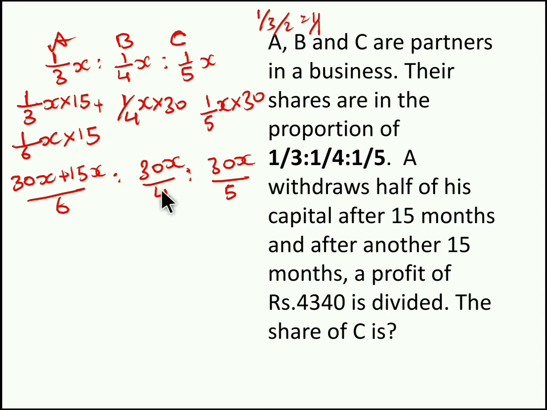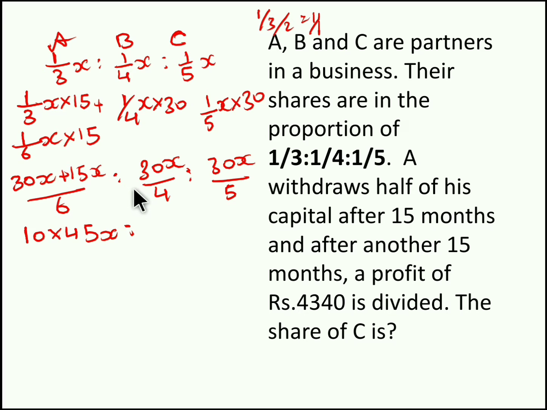Now if you take the LCM of 6, 4 and 5, you get 60, right? So if you want to get 60 in the denominator, you have to multiply this by 10. So 30 plus 15, it's 45x. So 10 into 45x, and here it's 15, right?